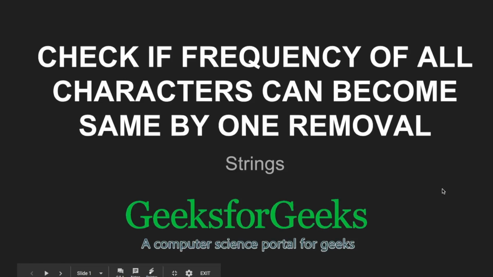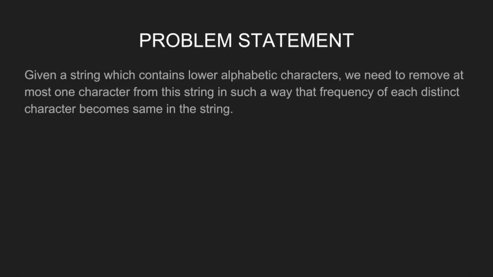This is a video tutorial on how to check if frequency of all characters can become same by one removal. Given a string which contains lower alphabetic characters, we need to remove at most one character from the string in such a way that frequency of each distinct character becomes same in the string. Let's look at some examples.